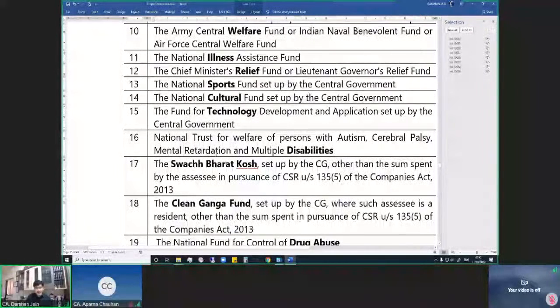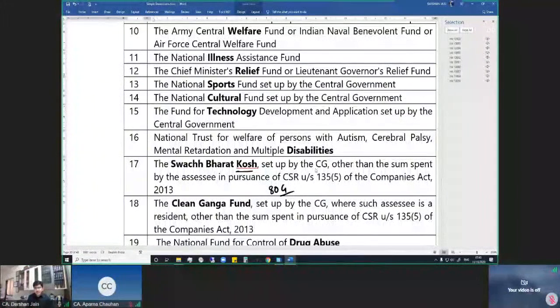There are two recent additions to the list of 100% deduction. One is the Swachh Bharat Kosh, which has been set up by the central government during the regime of this particular government. Swachh Bharat Kosh set up by central government. Any amount that you pay as donation to the Swachh Bharat Kosh would be available as deduction under section 80G.